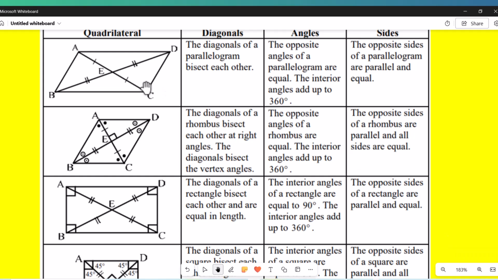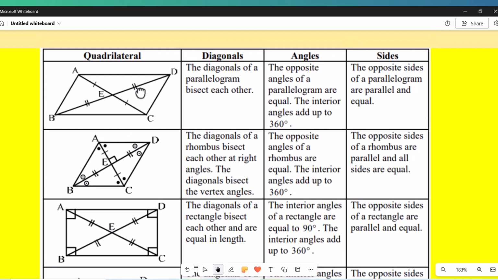Now I'm going to read for you here. This is a parallelogram. The diagonals of a parallelogram bisect each other. Then the opposite angles of a parallelogram are equal. The interior angles add up to 360 degrees, and also the opposite sides of a parallelogram are parallel and equal. I repeat, for the parallelogram, the diagonals bisect each other.